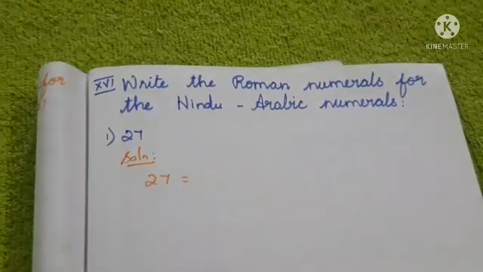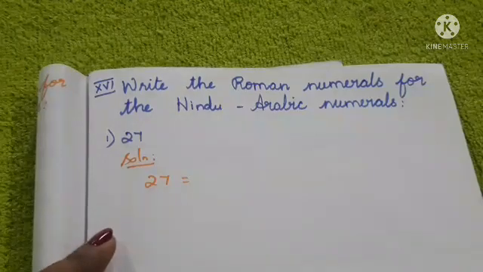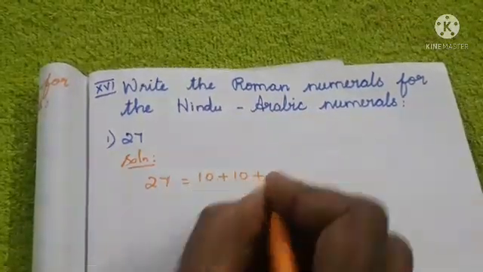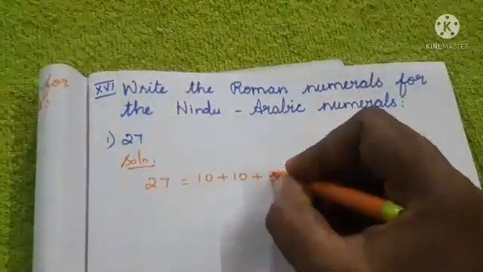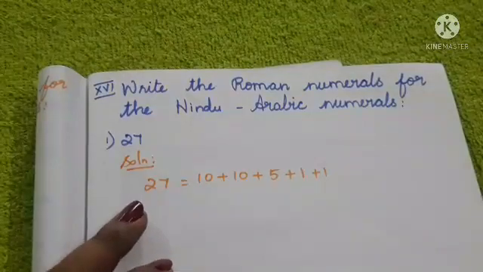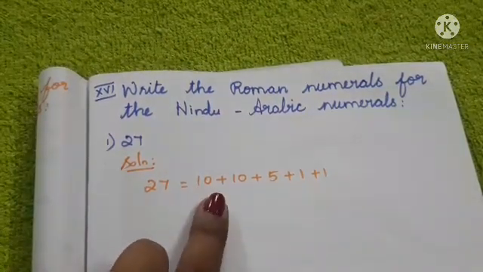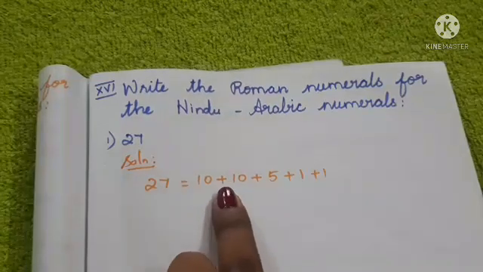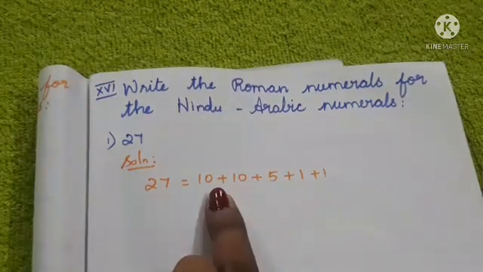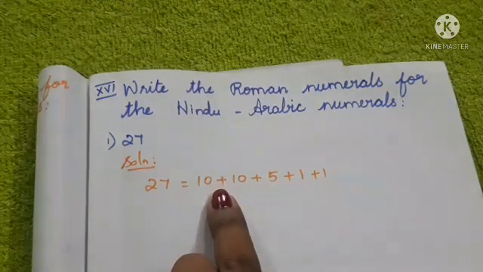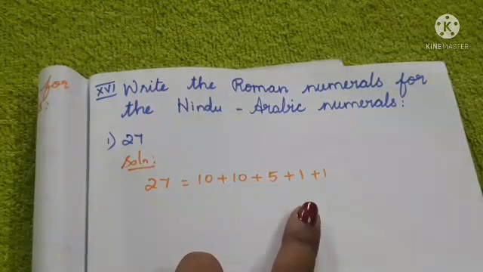So how can we split this 27? Yes, we can split the 27 as 10 plus 10 plus 5 plus 1 plus 1. This is in the Hindu-Arabic numeral. Now we have to write the Roman numeral. When you are writing the Roman numeral, avoid the plus. Don't write the plus.